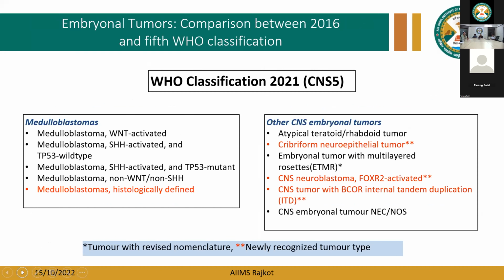Now, according to the 2021 classification, medulloblastomas are first divided into 4 categories. The first 3 are the same genetically defined categories: WNT activated, SHH activated TP53 wild type and mutant, and non-WNT non-SHH. All the histologically defined categories have now been comprised in one category, named medulloblastoma histologically defined. Other than that, among the other CNS embryonal tumors, we have 2 new entities, which are neuroblastoma FOXR2 activated and CNS tumor with BCOR ITD, and one provisional entity, cribriform neuroepithelial tumor. Along with that, there is an entity with a new name, embryonal tumor with multilayered rosettes. Previously it was ETMR C19MC altered, but now it is named just ETMR.